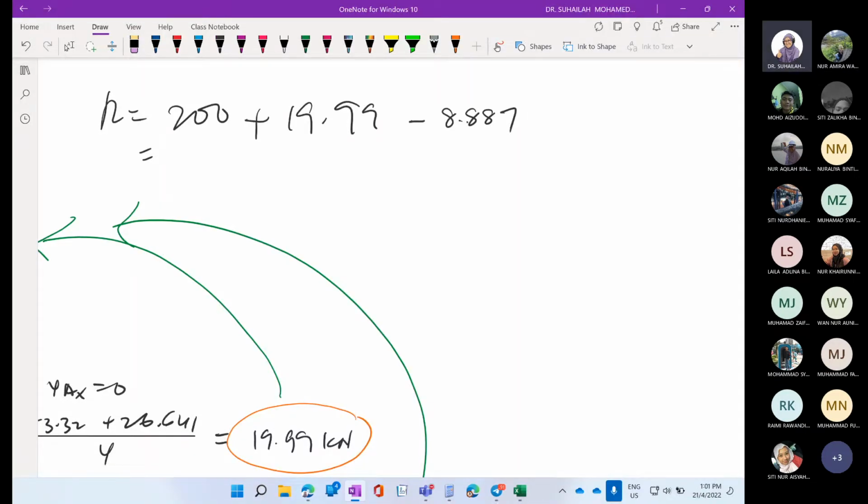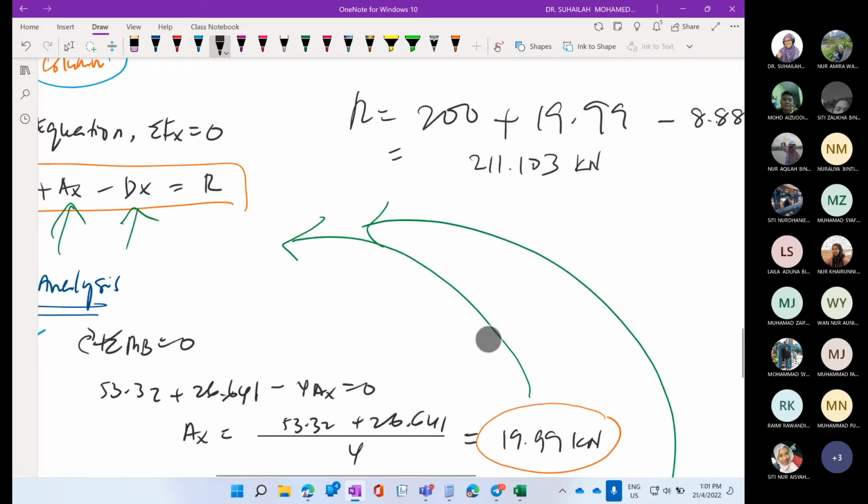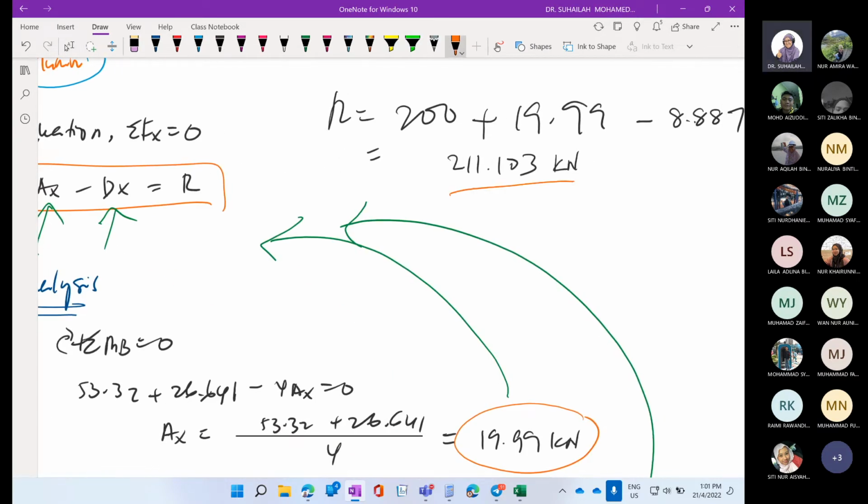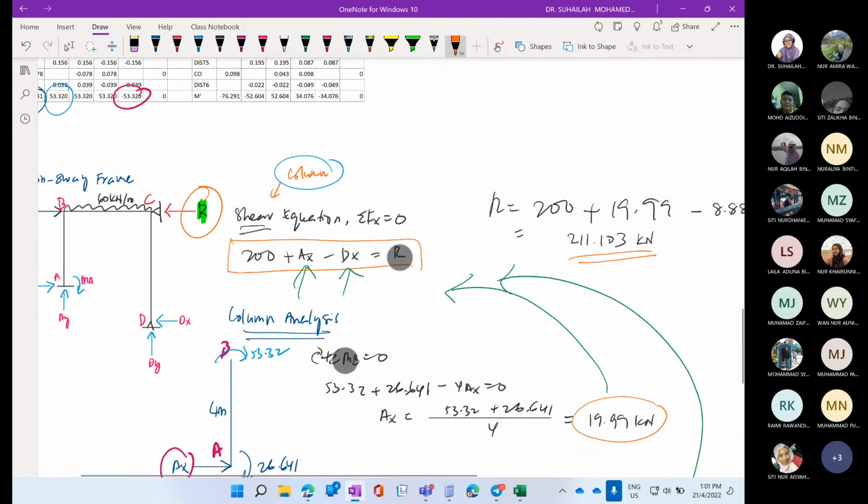R value. 211.103. 103 kilo Newton. Okay, so this is R value.